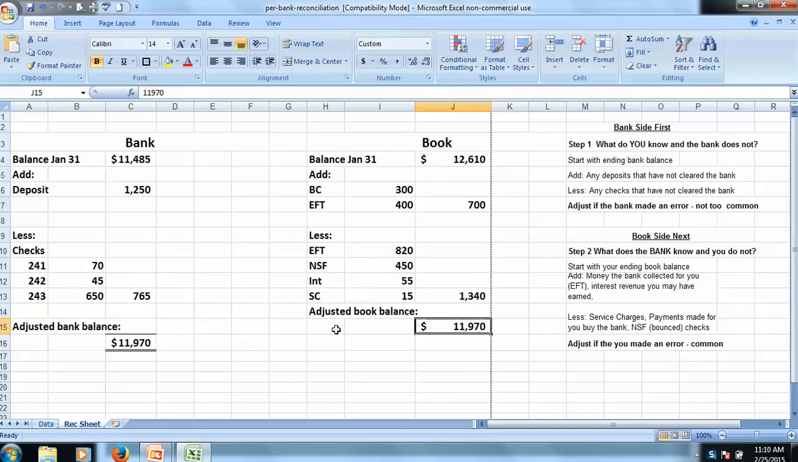You will see this in your homework. You will see this on an exam. Make sure you understand this. And that concludes Chapter 7, the petty cash, bank reconciliations, and the chapter on the cash account.